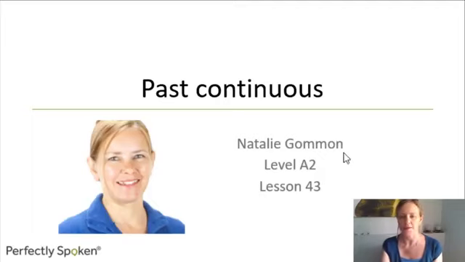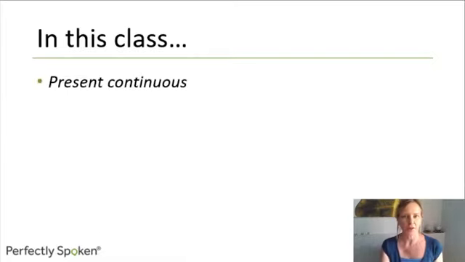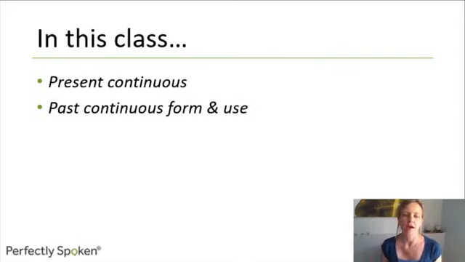Today the lesson is related to past continuous. Okay, so what are we going to do in the lesson today? We're going to look first at a very quick review of present continuous, and then we will look at past continuous, its form and its use.